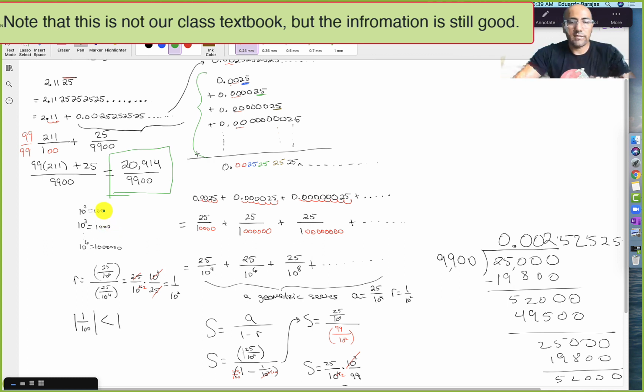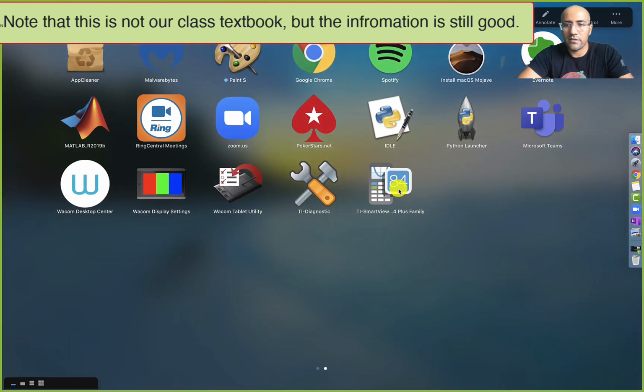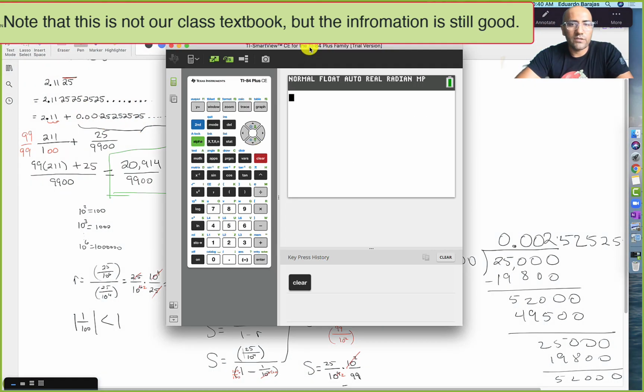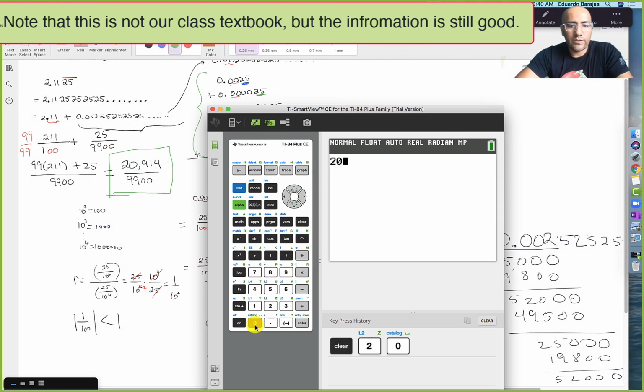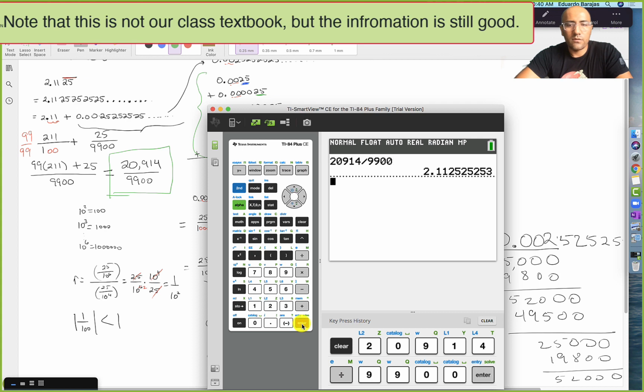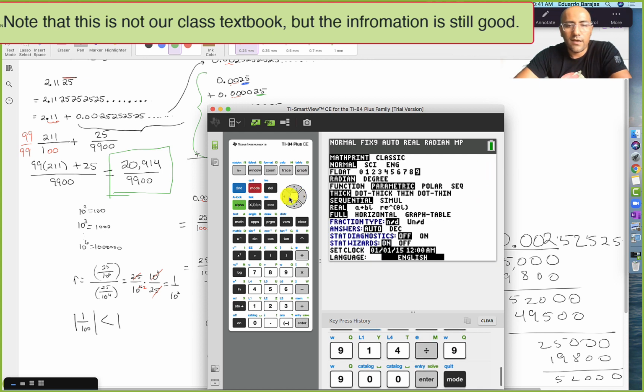Right? Last step is to confirm it. Let's go to our calculator and divide those and confirm that we get the same answer. And did I close the calculator? I guess I did. Okay, so now just to confirm it, if we divide 20,914 by 9,900, we get that. And again, the calculator is kind of lying to us. This goes on forever. So it's 2.1125252525. Eventually it rounded. If you try it on Excel, for example, it goes out to like 20 decimal places, and you'll see that it'll go out farther.